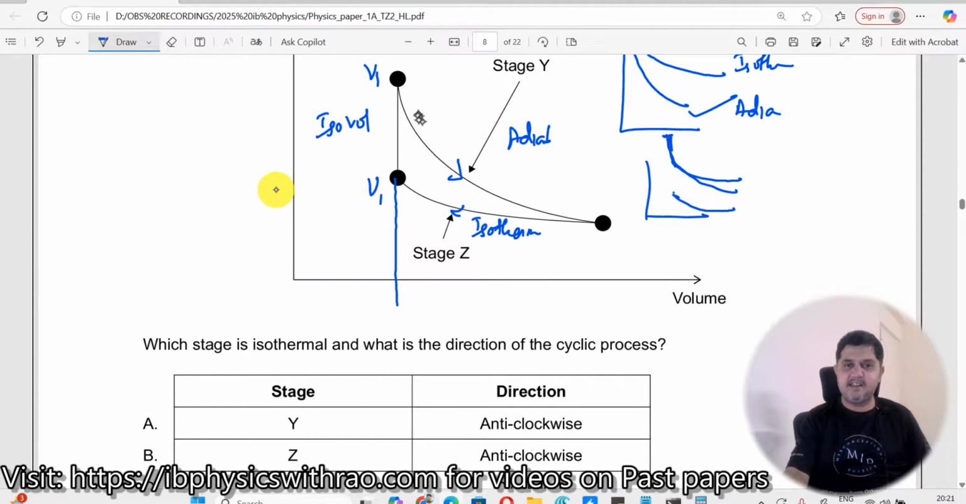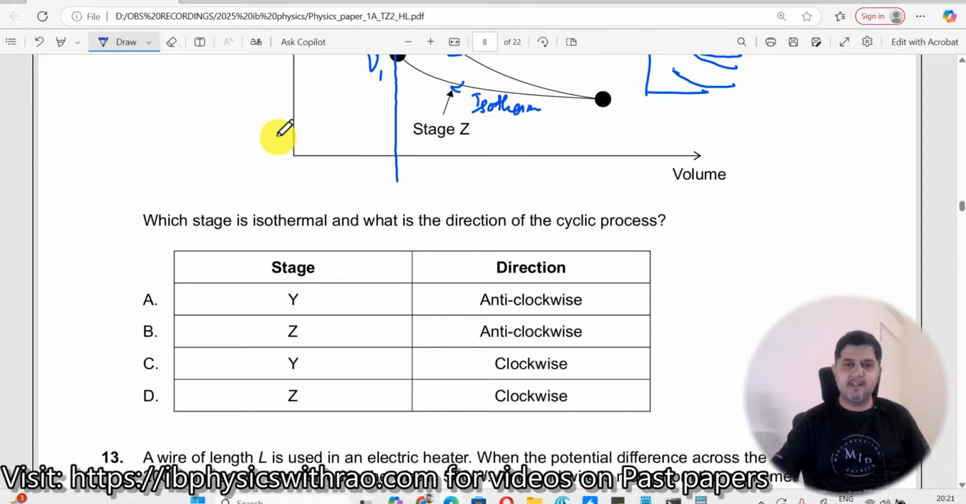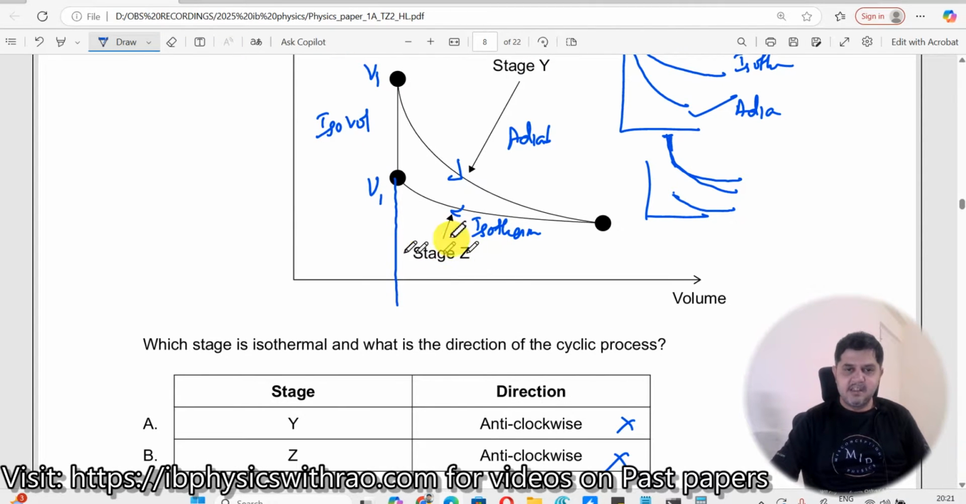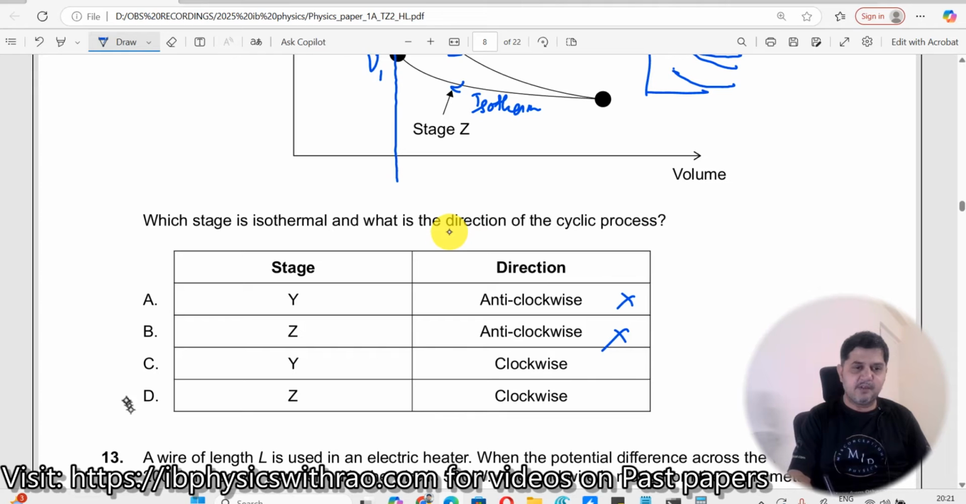So if I say this is my direction, so this is your clockwise direction. So clockwise, the process is cyclic. So these two are incorrect. And then which is your isotherm? Isotherm is the stage Z. So therefore the answer is D.